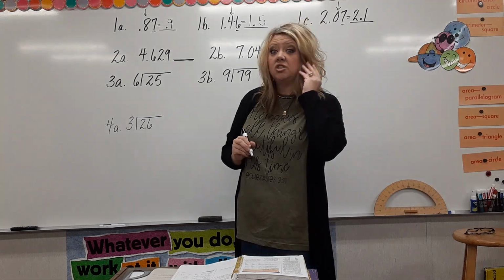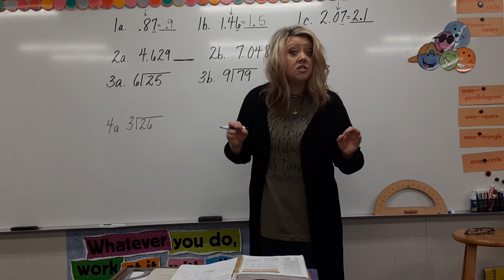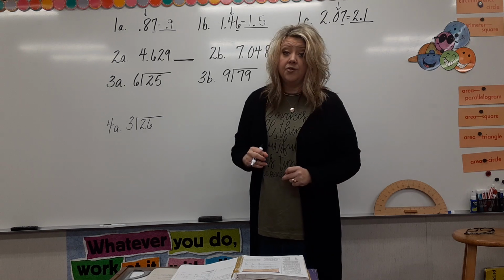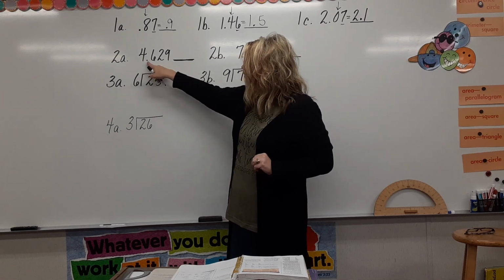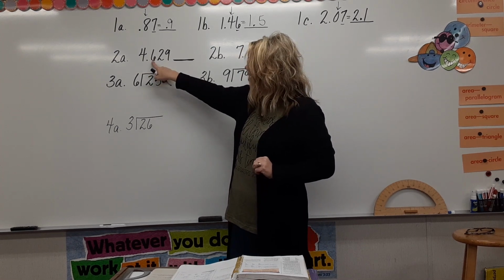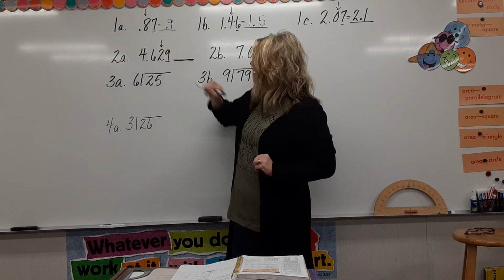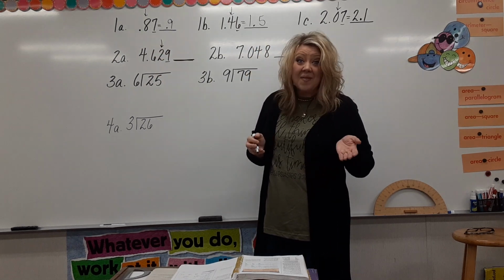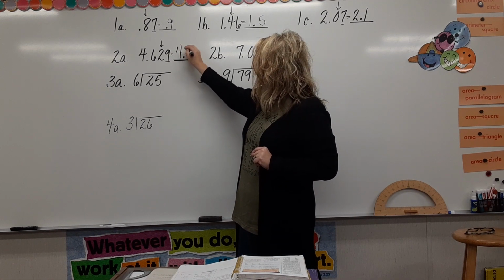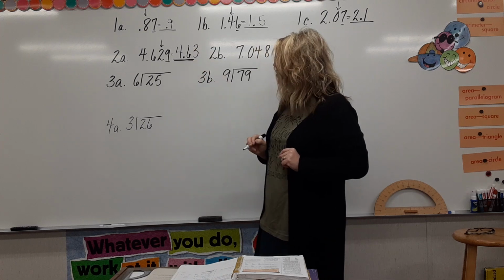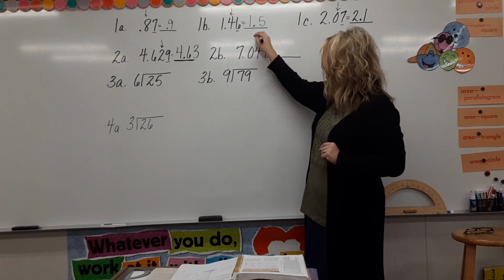Let's move on now to section number 2. Section 2, the directions say round off to the nearest hundredth. When I say hundredths, you say 2. You're going 2 spots after the decimal. So we've got 4 629 thousandths. So I go 2 spots after the decimal. The 9 is my determining digit. So we round that 2 up to a 3. So it's 4 63 hundredths.